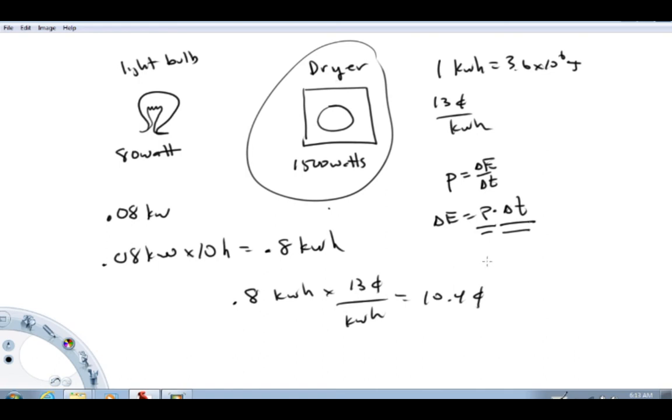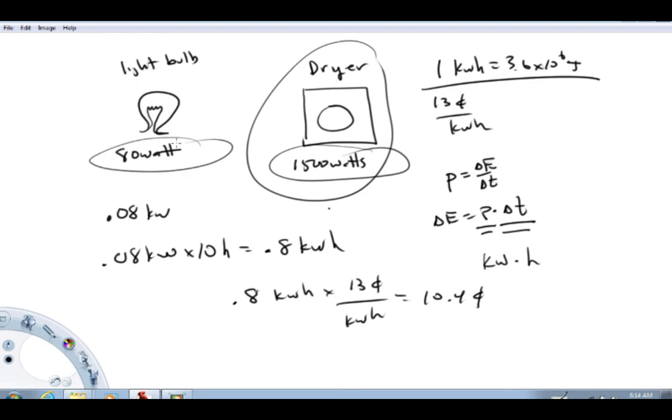And that's what the kilowatt hour is. Kilowatt is the power, times hour is a unit of time. So kilowatt hour is a unit of energy. It's equivalent to 3.6 times 10 to the 6 joules, or 3.6 million joules. It's just a convenient way to express energy on our bills, because for everything that we plug in, we usually know a wattage. In this example, my dryer is 1,500 watts or 1.5 kilowatts. An 80 watt bulb would be 0.08 kilowatts. It makes it very easy to figure out our energy usage just by taking our kilowatts times the number of hours and then applying our cost.